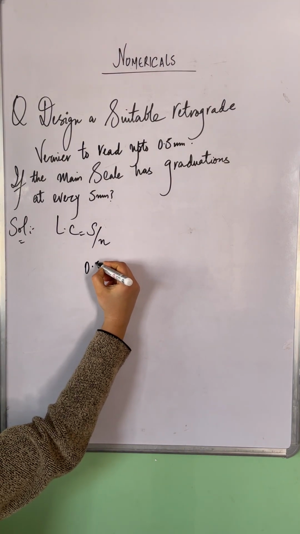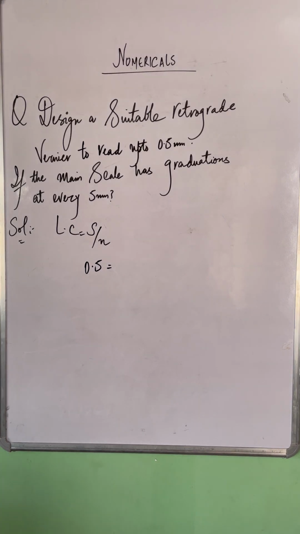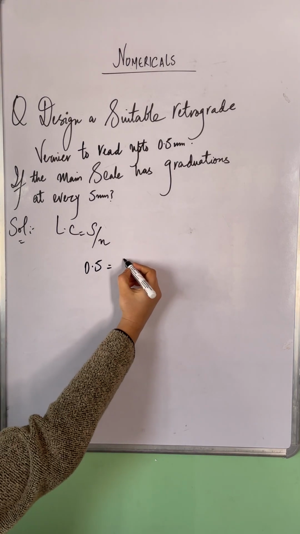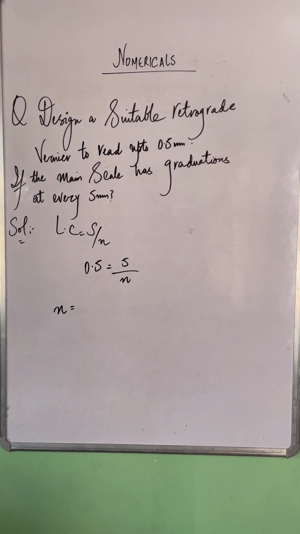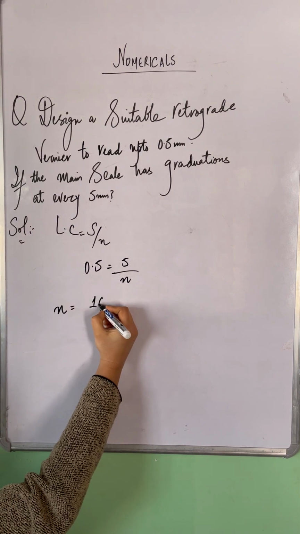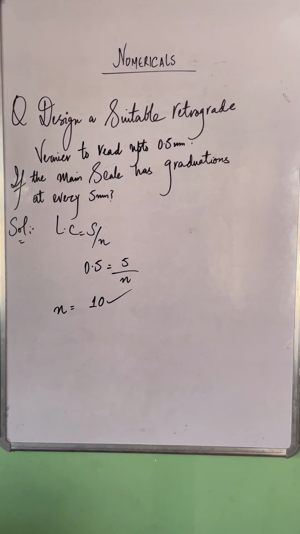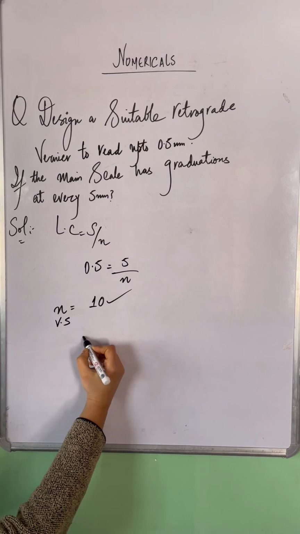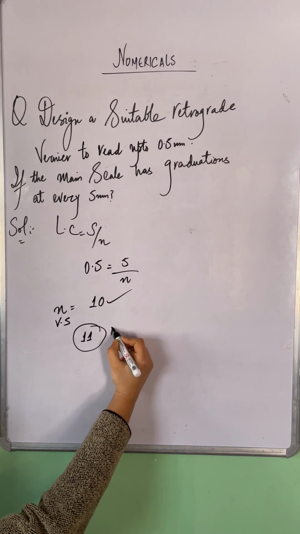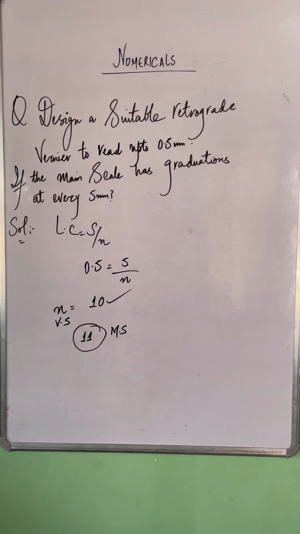So 0.5 is equal to S by N. What is my S? It has graduations at every 5 mm, so my S is 5. From this, my N will be equivalent to 10. Therefore, 10 divisions of the vernier scale should be equal to 11 divisions on the main scale to form a retrograde vernier in this case. Right?